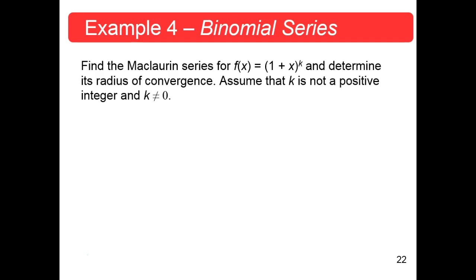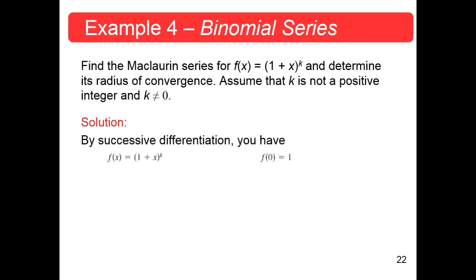Now, you're not responsible for this. I'll just show you how they do it. Assume k is neither a positive integer nor 0. Okay? Because if k was 0, this is a constant function, f of x equal 1. That's not very interesting. If it's a positive integer, then the derivatives are going to end and become all zeros, so you can approximate it exactly. If it's anything other, like a negative number or a rational number, you can use a Maclaurin series or Taylor series on that.